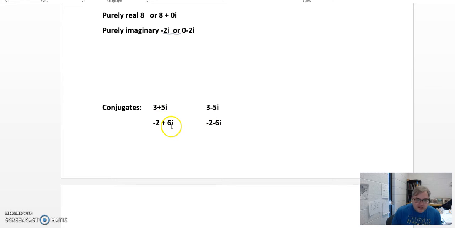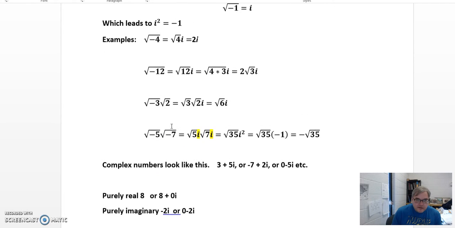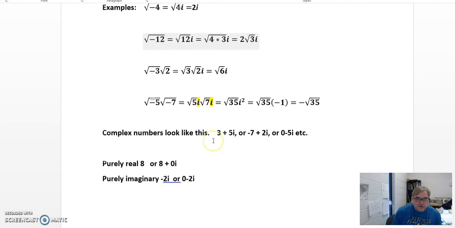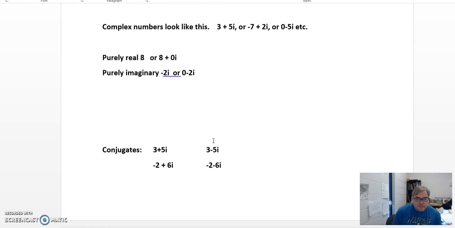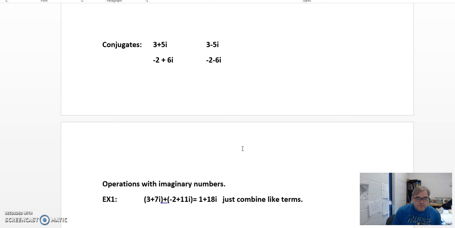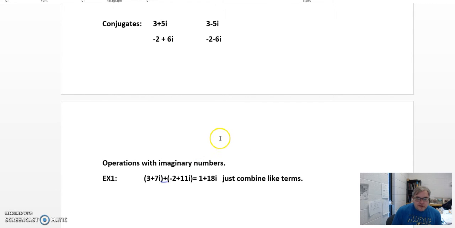And that should kind of make sense because i, remember, is the square root of -1. So technically it is a radical. We'll deal a little more with that later. Operations with imaginary numbers. And I just say here, just combine like terms. And honestly, that's all you're doing. Okay, when I start class, I might even just start with one of these and I can tell you what i is. But you can see here, you're adding the like terms. So I get 3 minus 2 is 1. 7i plus 11i is 18i.